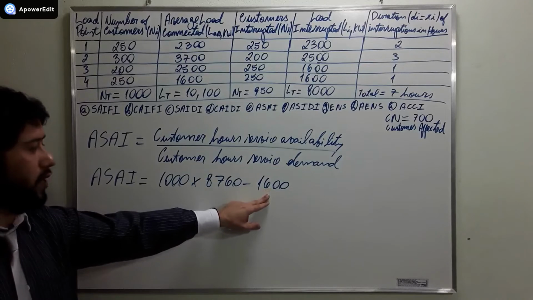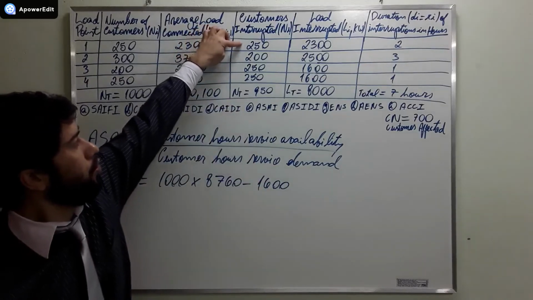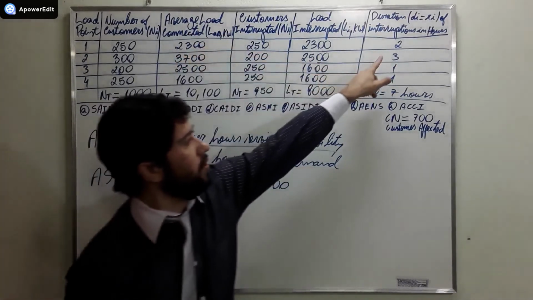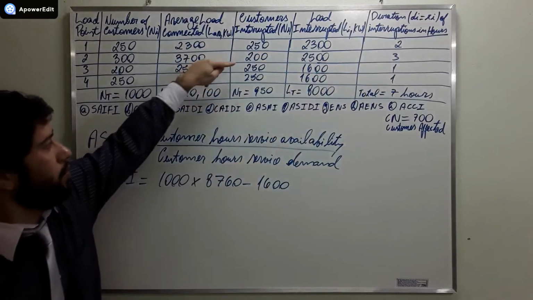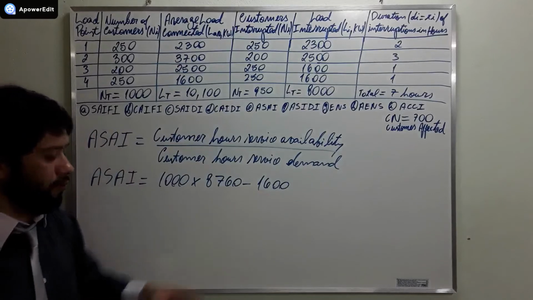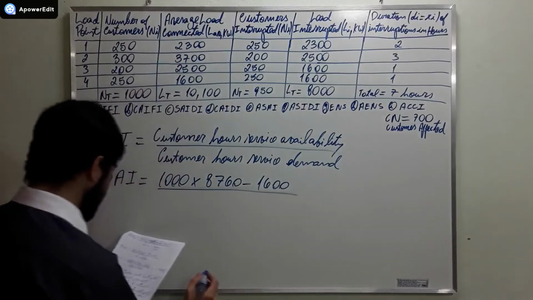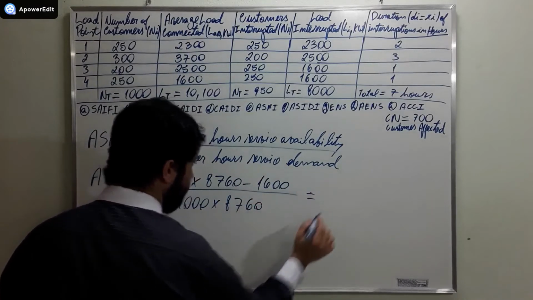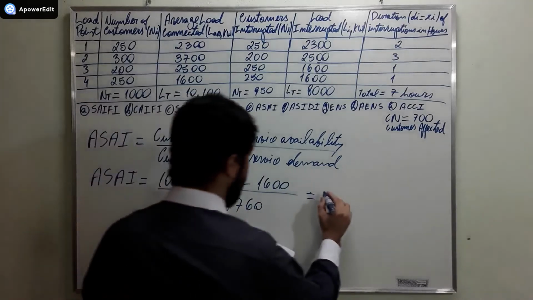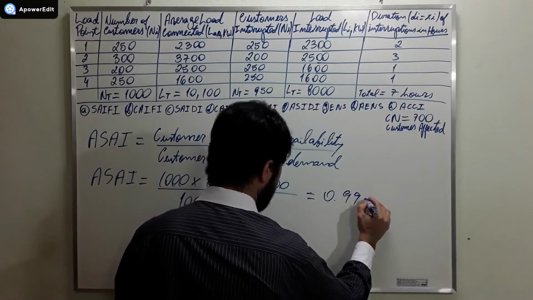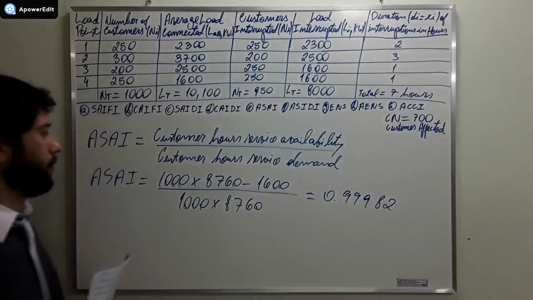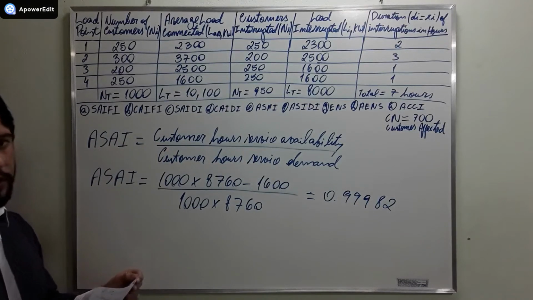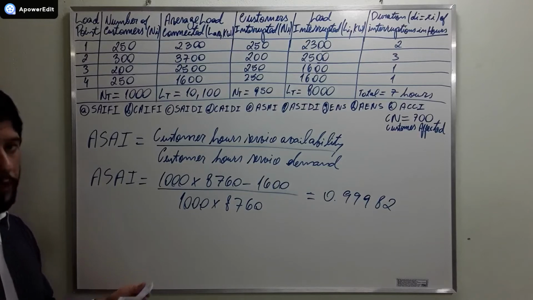Do you remember how to find this number? Simply multiply this with this and sum with the multiplication between this and this, and so forth, and then you find this. And then you divide it all by 1,000 times 8,760, and then we find 0.99982. Okay? It is not hard. Don't get scared by the expression. It looks difficult, but it is easy.